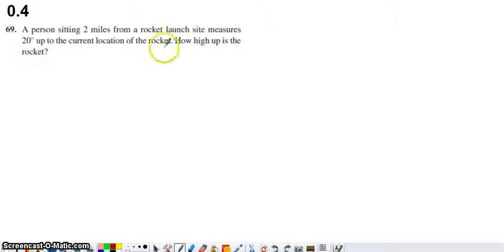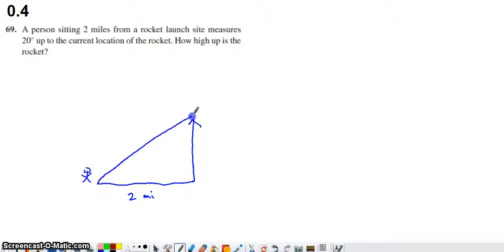If you look at the situation that's described here in problem 69, it says a person is sitting 2 miles from a rocket launch site, and they measure a 20-degree angle up to the current location of the rocket. How high up is the rocket? So if we have the person sitting over here, and I am by no means an artist, if the person's sitting here and they're on the ground and they're 2 miles from where the rocket was launched, the rocket is traveling upward this direction. And what they're saying is that the person is able to measure that the angle from them up to where the rocket currently is, is 20 degrees.